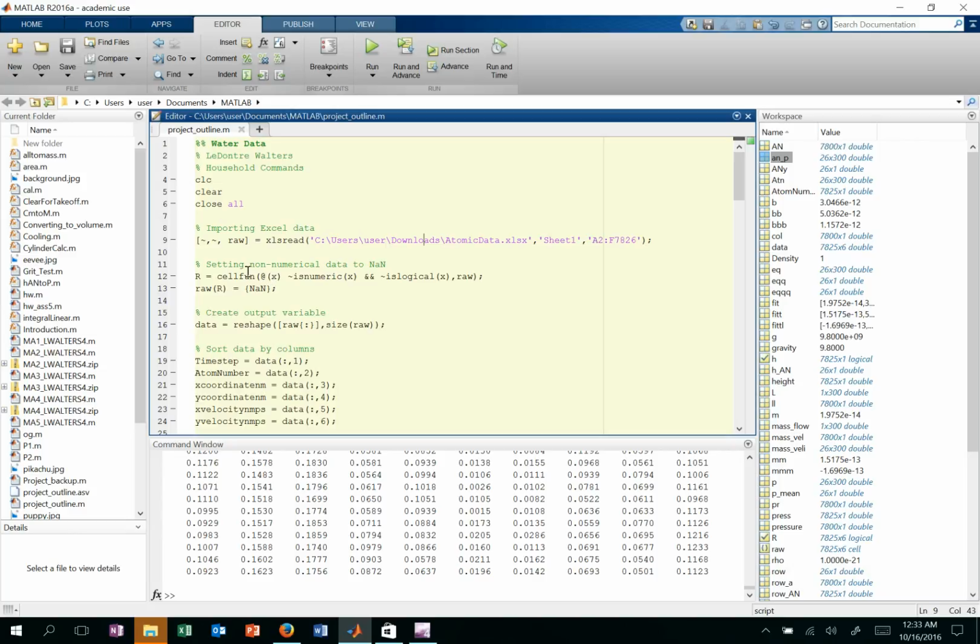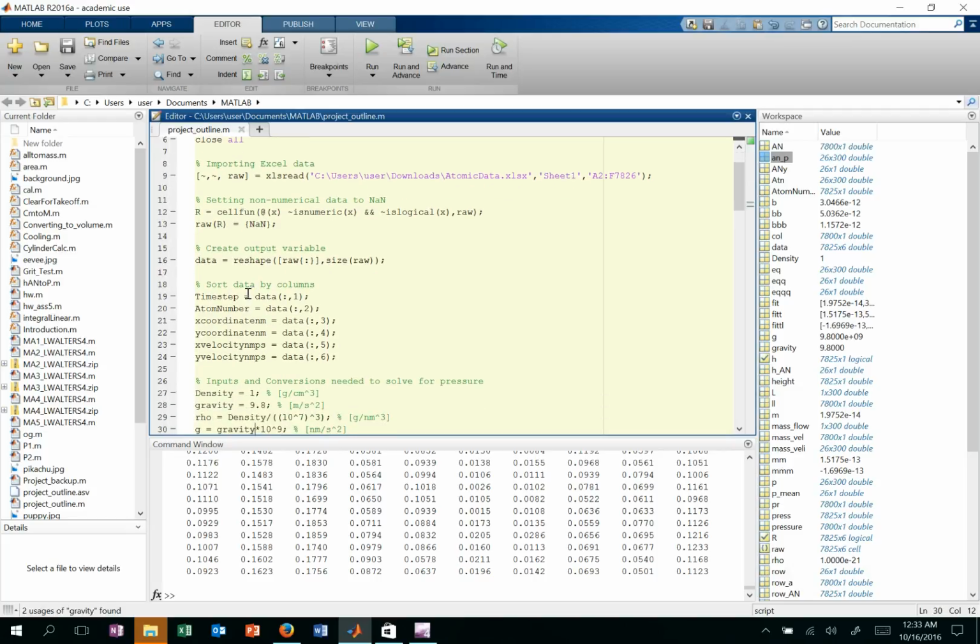We're going to set all of the non-numerical data and data that just doesn't make sense to R, and we're going to set all of the R data in raw to NaN. We're going to reshape the data, and then we're going to separate all of the data into time steps, into columns, so it'll be easier to access.